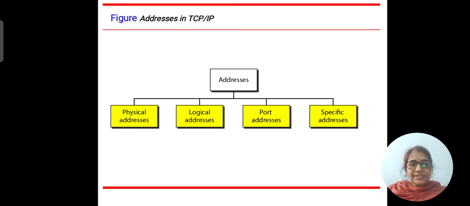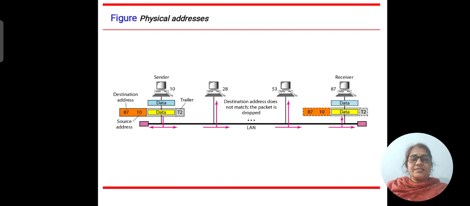As shown in the next slide, we have the addresses in TCP/IP. The addresses are of four types. First is physical addresses, then logical addresses, port addresses, and the fourth is specific addresses. Let us see the physical addresses.